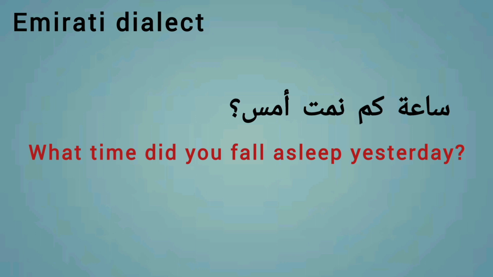But if you don't know anything about past tense verbs in Arabic, or you don't know how to conjugate them, I put the link in the description below. You can check it out. You'll be able to understand anything in regard to past tense, okay? But we said that this phrase is for male, but for female we have to say ساعة كم نمتي أمس, not نمت. نمت is for male, but نمتي is for female.